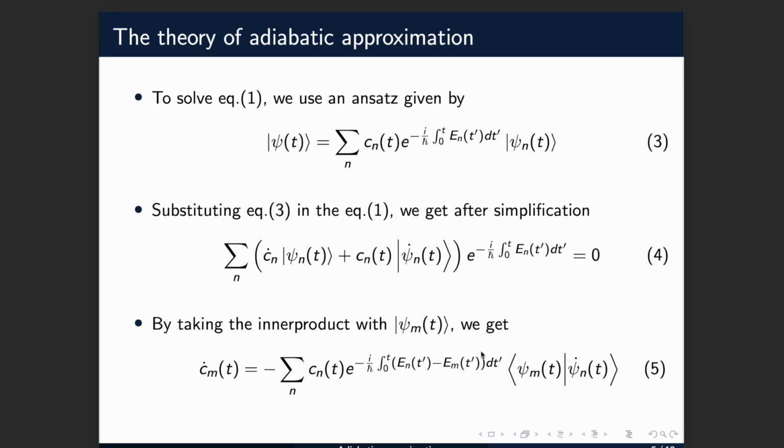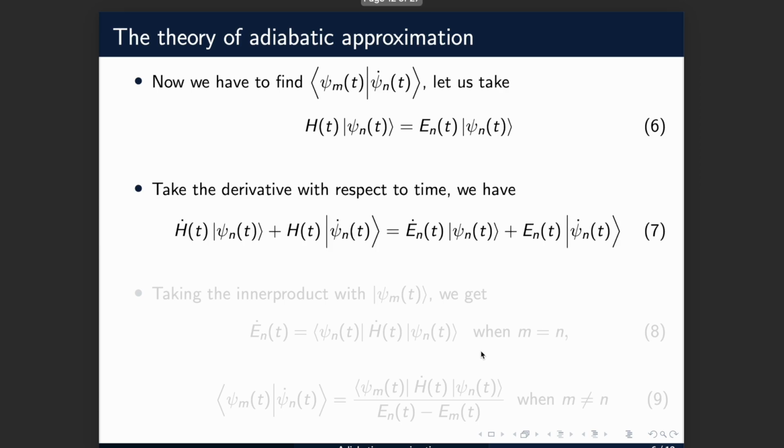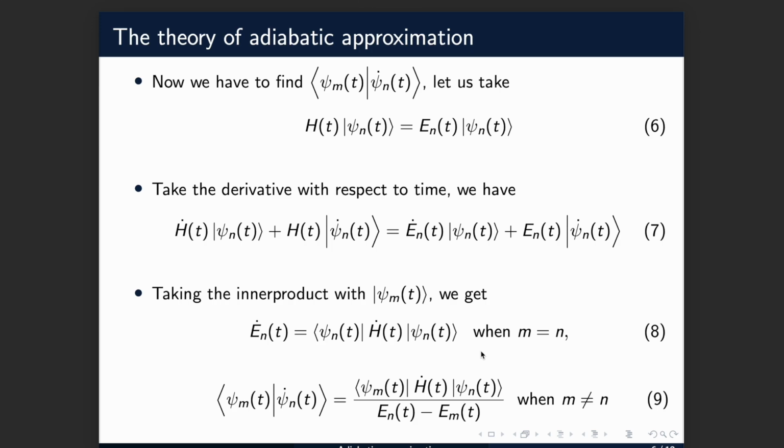We will see it. To find this inner product, we take the eigenvalue equation and take the time derivative with respect to time. So we get equation 7. Now again take the inner product with the eigenvector psi m of t. If m is equal to n, then we get equation 8. When m is not equal to n, then we get equation 9. Equation 9 gives the expression for the inner product.